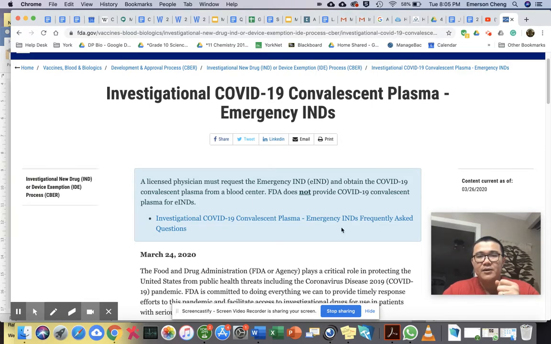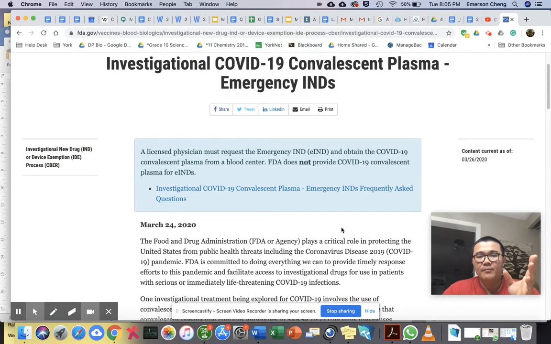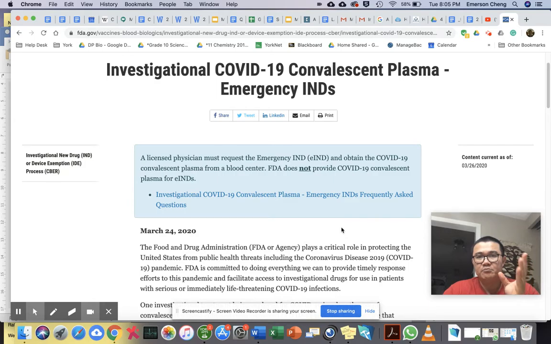convalescent plasma. So essentially, they're going to get blood from people who recovered from COVID-19. They're going to take that blood, spin it down, take the plasma, which contains the antibody, and then inject it into people who are in serious conditions. As you can see here, for use in patients with serious or immediately life-threatening infections. So that's what they're experimenting with right now.